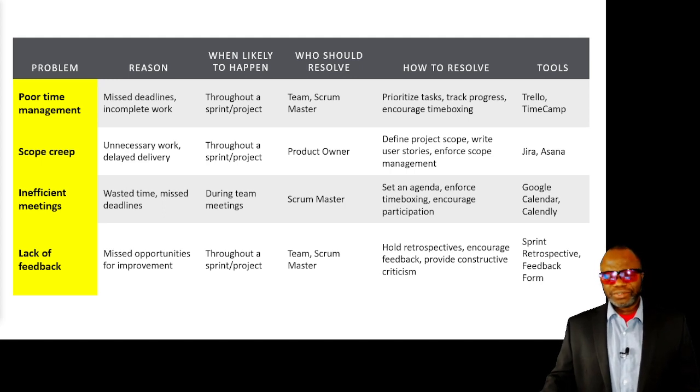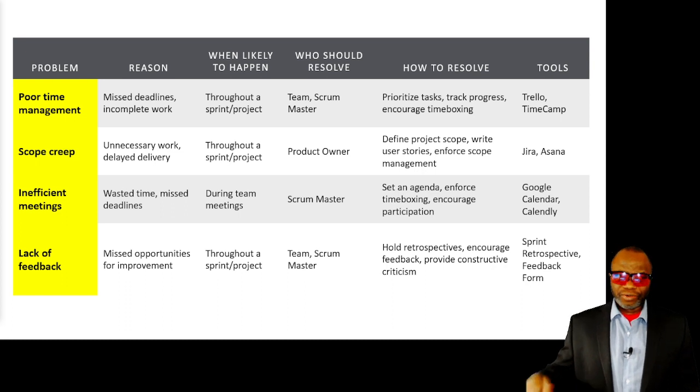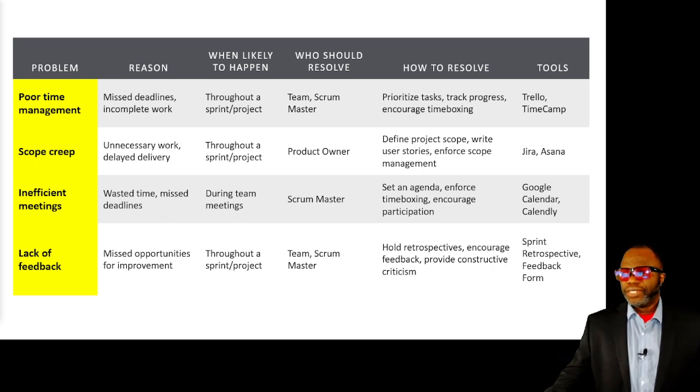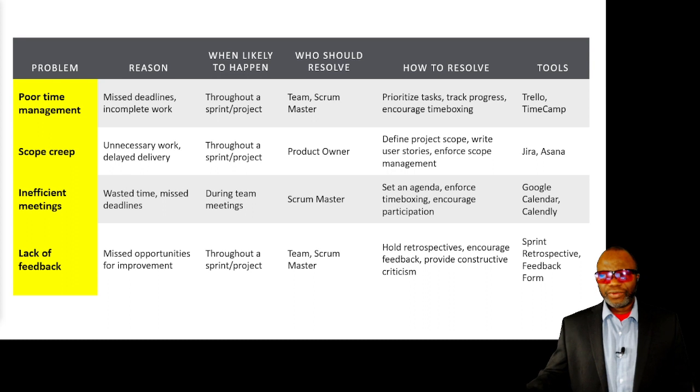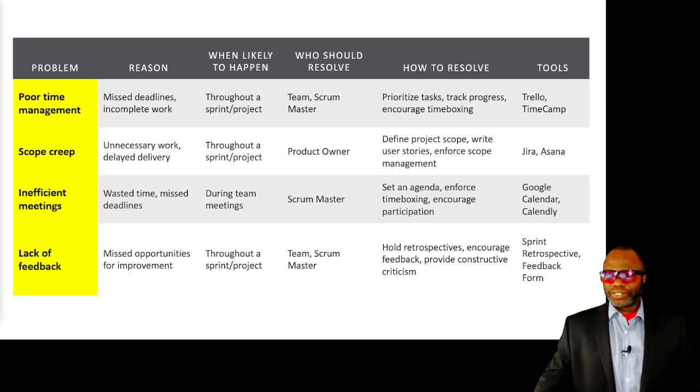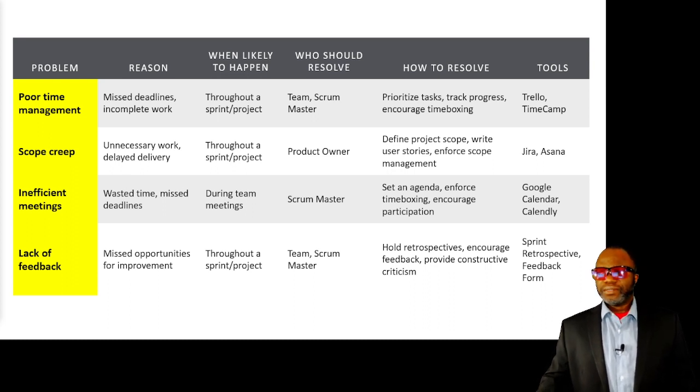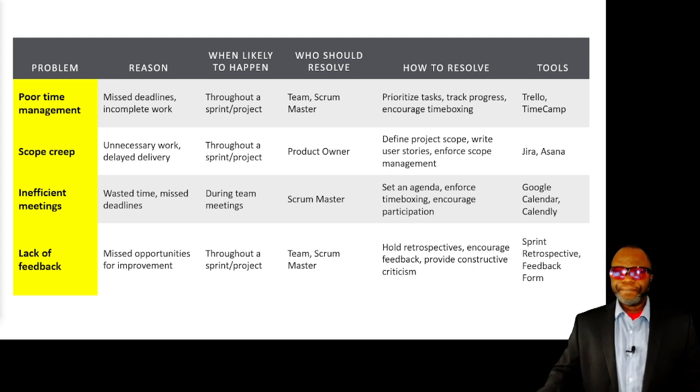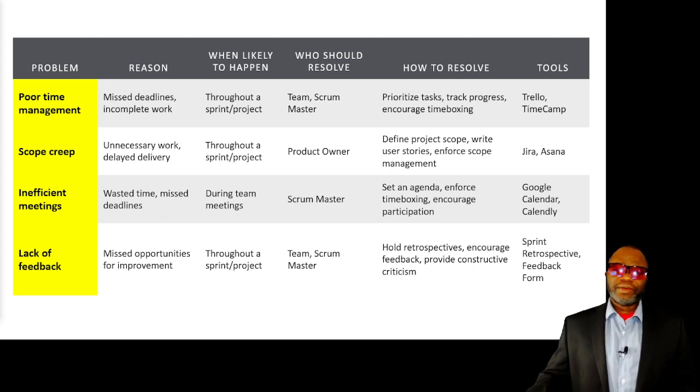And if the team doesn't do estimating, well, perhaps having a conversation with someone who succeeds on the regular will be good. There are tools that are used for this. Trello is a little bit of a simplistic one, but it's not bad for a small team. Time Camp, and there are many more. Scope creep. We're talking about unnecessary work, delayed delivery. It could happen throughout a sprint, and who should resolve this?